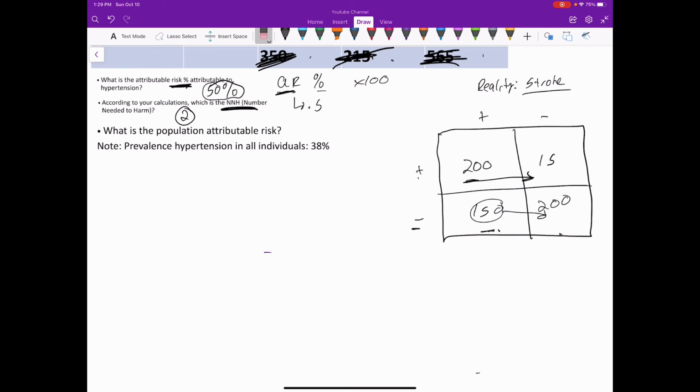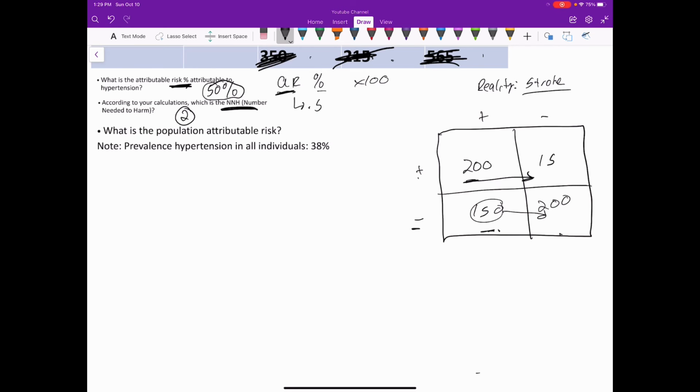Here we go. What is the population attributable risk? Prevalence of hypertension in all individuals is 38%. They tell us that, right? That's thankful, but honestly, usually they're not going to give it to you. So what is population attributable risk?